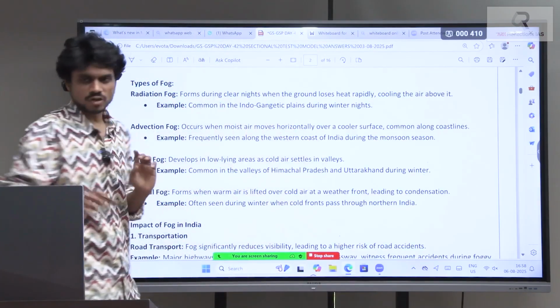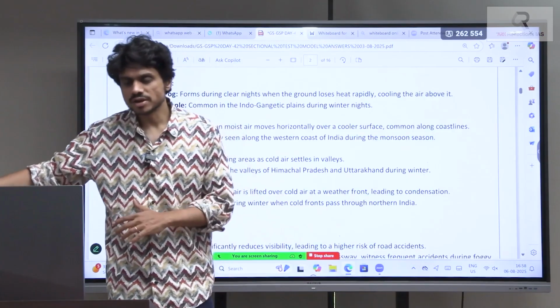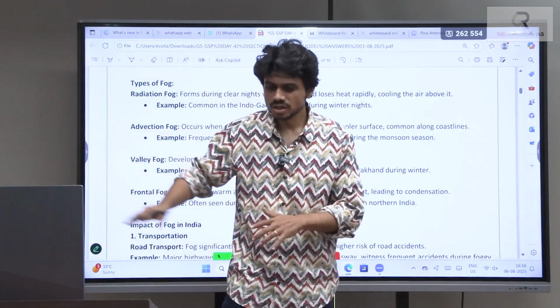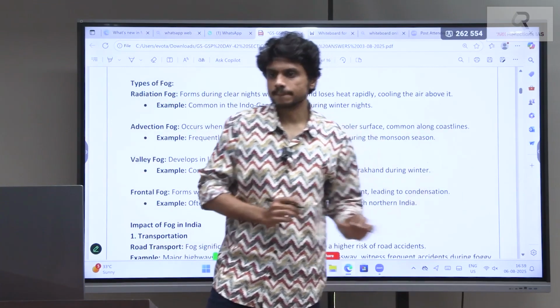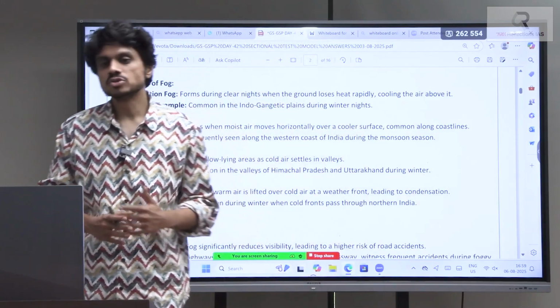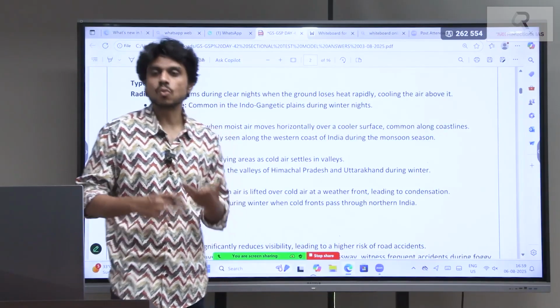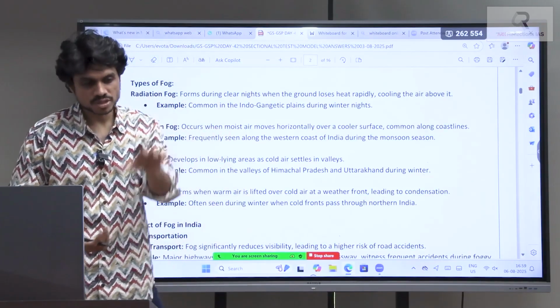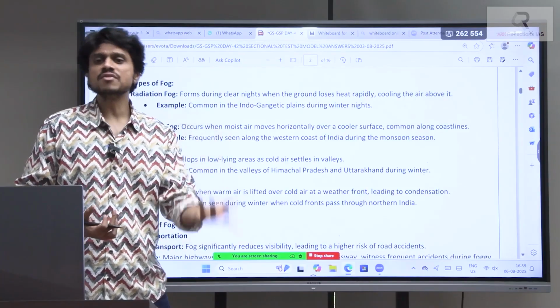Advectional fog. From somewhere else, usually cold air is coming and entering into your area. So again, this is causing the condensation. So overall, what is required? The temperature has to be lowered. In either way, it can be lowered.